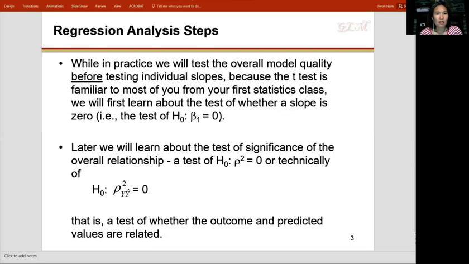Page 3. In practice, we will test the overall model quality before testing individual slopes. Yes, we want to know the F-test first, whether the overall model is good or bad. If the model is not good, then we don't even need to move on to the second stage, the individual slope test.